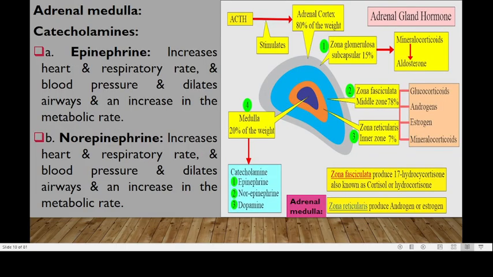If you look at this in terms of percentage, you find that the most burdened part of the cortex is the zona fasciculata, which is the middle layer. It's made up of about 78%, followed by the outermost layer, which is the zona glomerulosa, 15%, and then we have the zona reticularis, about 7%.